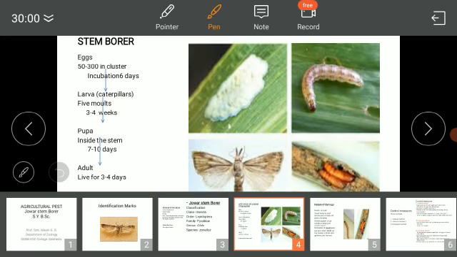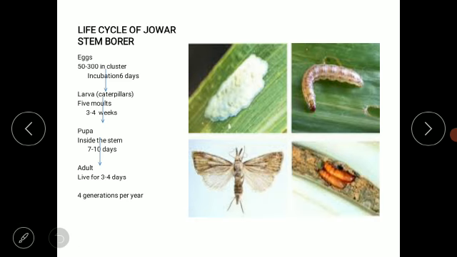Now we study the next, that is the host plant. See here, the Jawar stem borer is a pest of Jawar, but it does not act as a pest of Jawar only. It is also a pest of maize, and it attacks bajra, ragi and other grasses also. So not only Jawar, but other plants also act as host plants. Host plant means what? The plants which provide the food material to the pest.